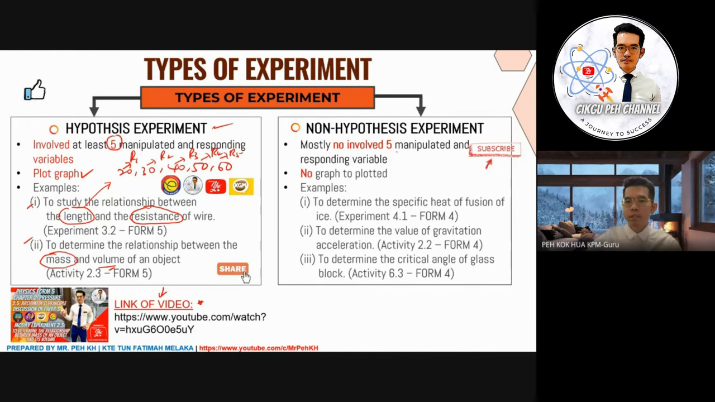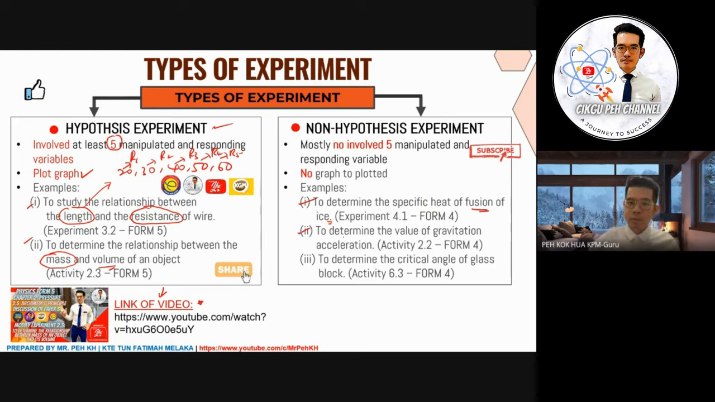So mostly, this type of experiment does not involve many values of the MV and RV. There will be maybe a few MV for you to get your responding variable. And for this type of question, normally no graph will be plotted. So here is the example, to determine the specific heat of fusion of ice. So this is where we want to get a value. Okay, normally it does not involve so many MV and RV here, and the graph also does not need to be plotted to get the specific heat of fusion of ice.